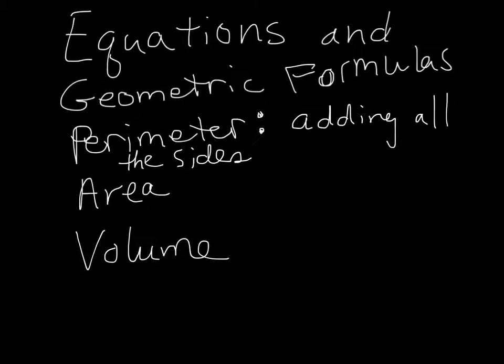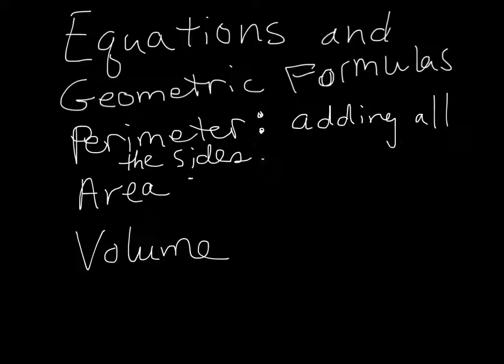Perimeter is adding all the sides, or measuring all the sides, or the outside area of it, outside spots. Anyway, perimeter is linear, so always in the answer you do not put a square or a cubed. It's just straight, like you're pulling out a tape measure and measuring something.